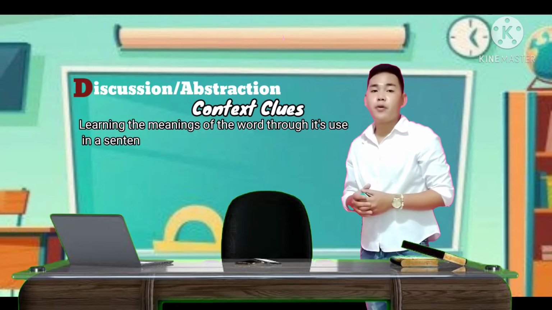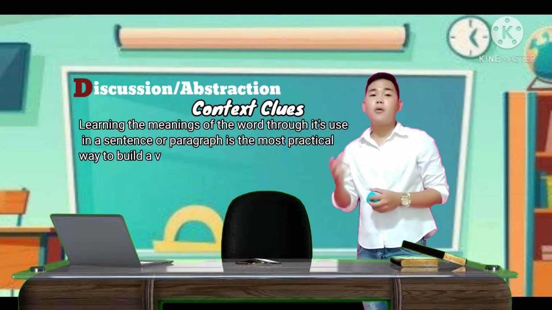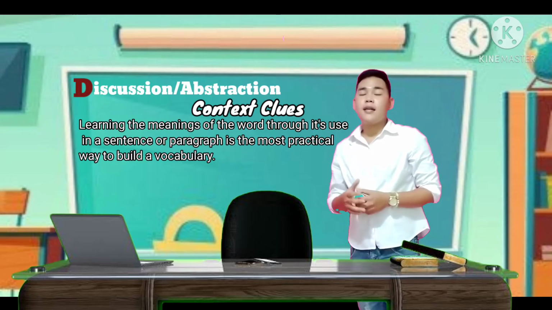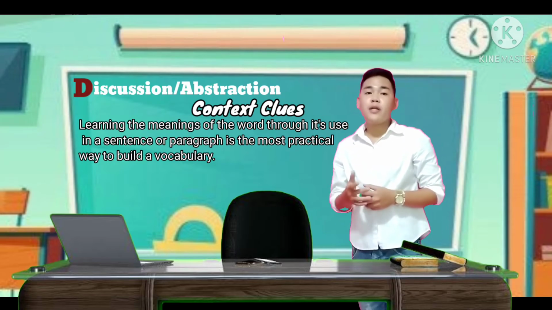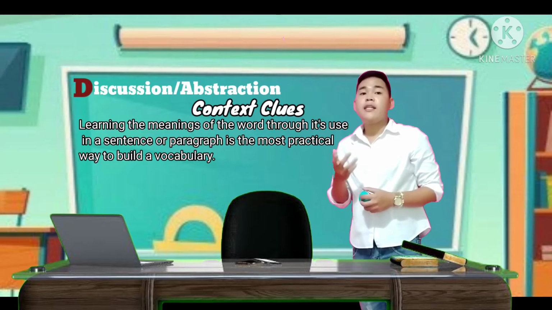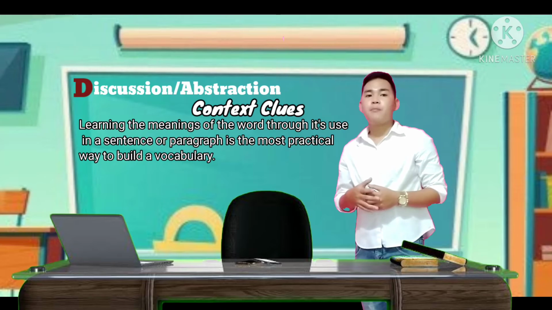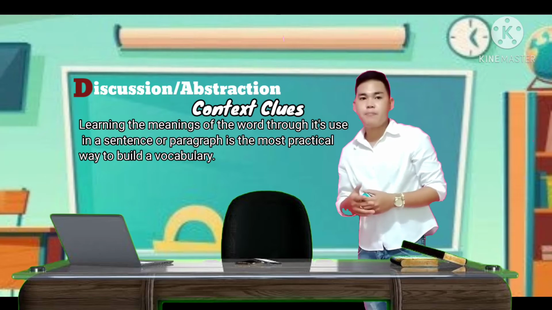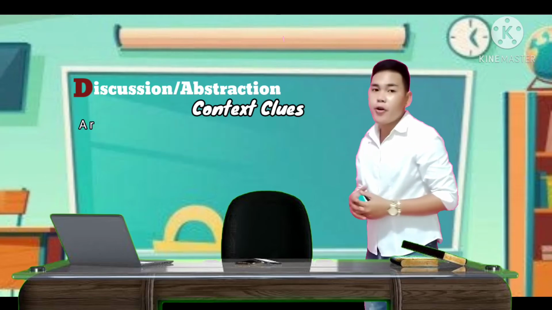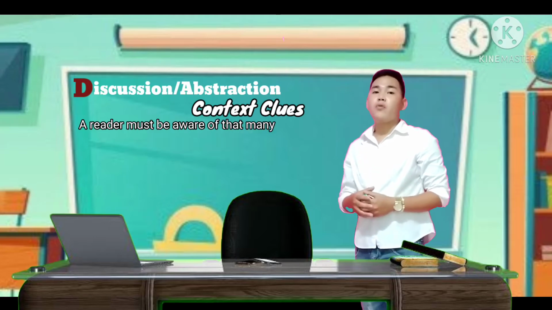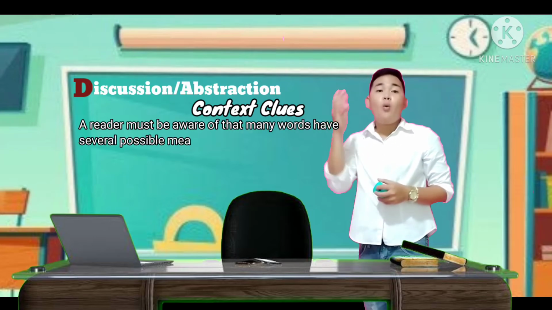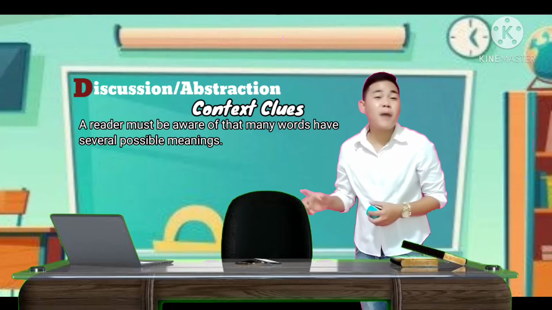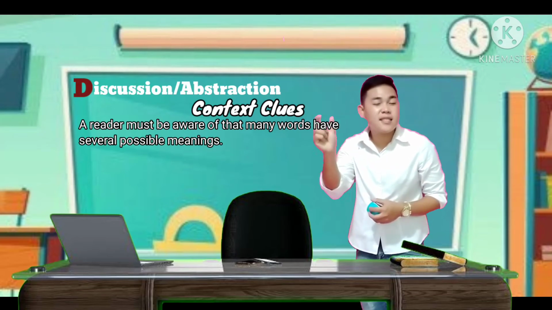Learning the meaning of a word through its use in the sentence or paragraph is the most practical way to build a vocabulary. Since a dictionary is not always available when a reader encounters an unknown word, we need hints. We need hints so that the readers would not be confused about what they have read in a story. Next, a reader must be aware that many words have several possible meanings. Okay, understand? One word has different possible meanings.